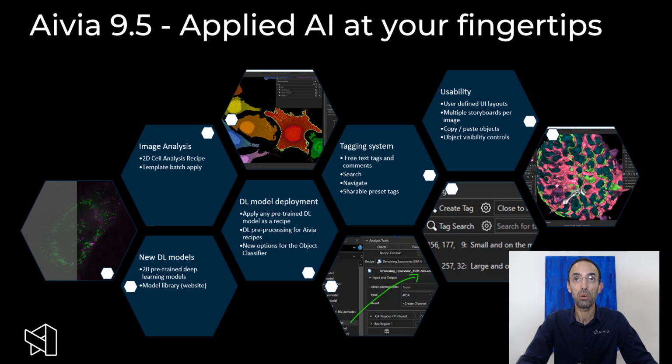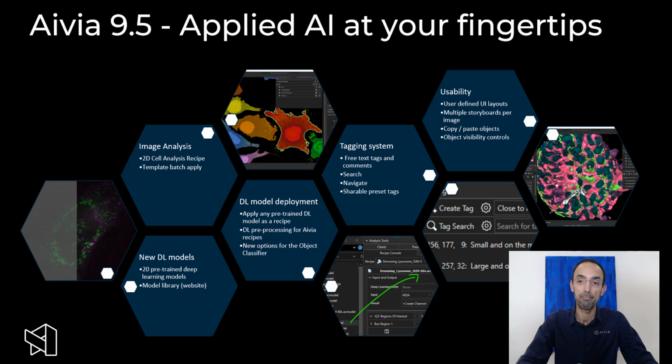We've also expanded our cellular analysis recipes. We launched a 3D version, and now we have a 2D version as well. And there's some additional batch functionality. There's a whole new tagging system, and this allows you to not only tag points in 3D space with free text and comments, but also search for those and then navigate to those. So the camera will actually zoom in and zoom out towards the points of interest.